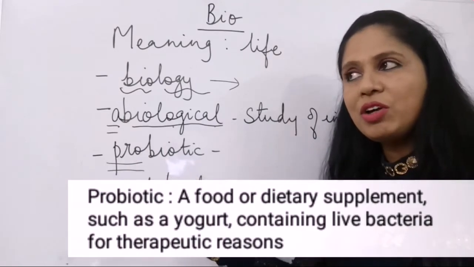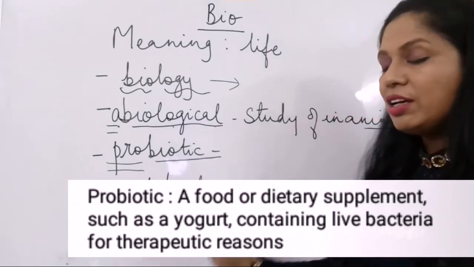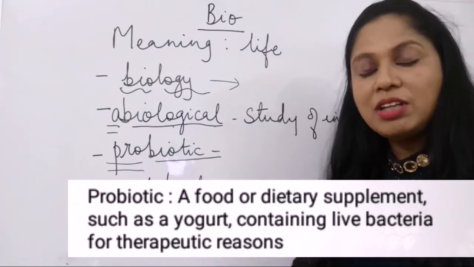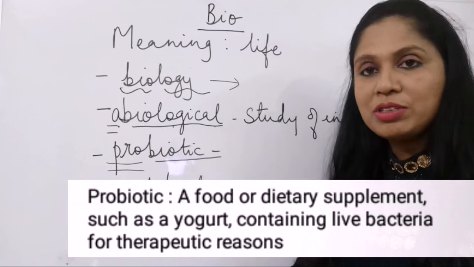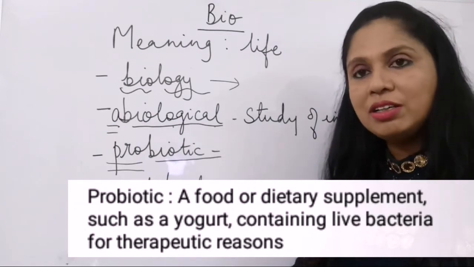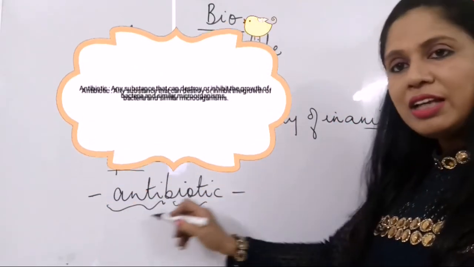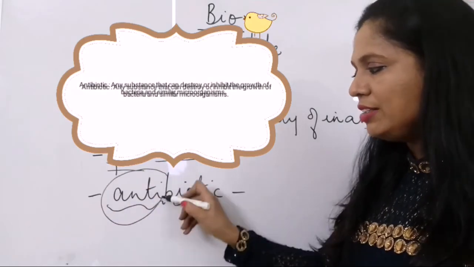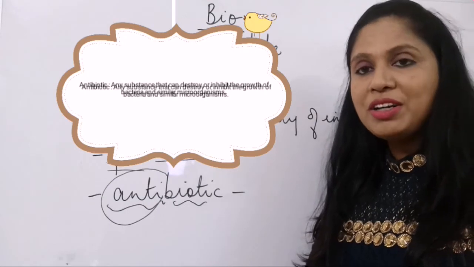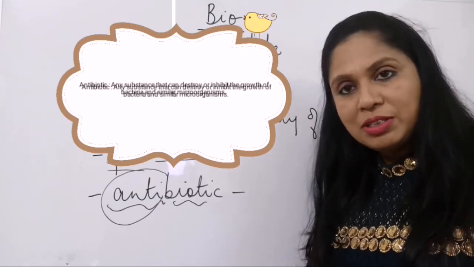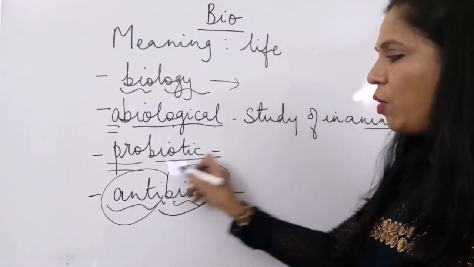Probiotic. Pro means when we are on the side of somebody or something. So probiotic is that kind of a food, a therapeutic kind of a food which enhances good bacteria in our system. For example, curd. The next one is antibiotic. Anti means against. So something which inhibits the growth of certain microorganisms or bacteria in our body or system.